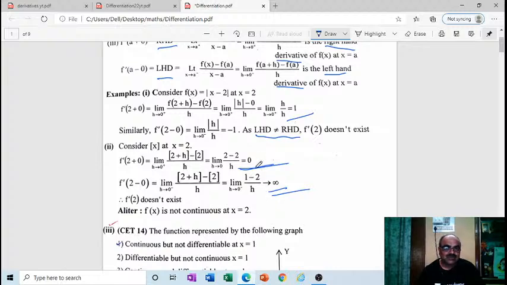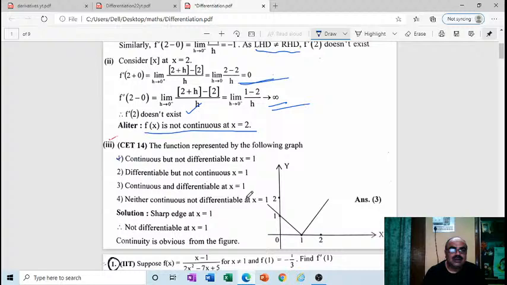And here also, RHD is 0, LHD is infinity. So they are not equal. So f dash of 2 doesn't exist here. In other words, it can be said like this: f of x is not continuous at x equal to 2. We have got the idea from the previous chapter, continuity and limits. We have realized about it, isn't it? That's the same thing.